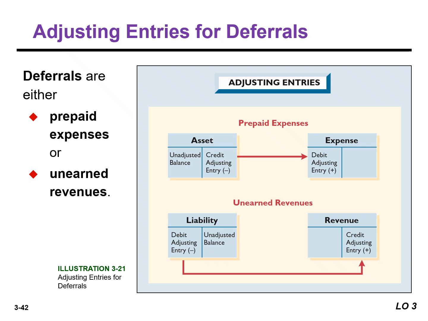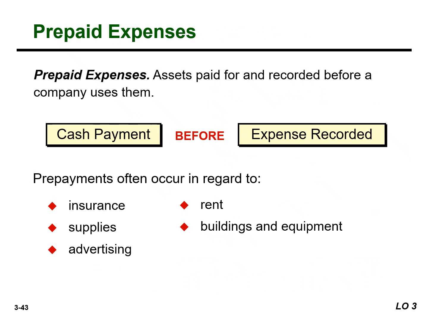So if we used up a prepaid, it moves to the expense account. If we earned a revenue, it moves to the revenue account. It's basically cash paid before the expense happened. And prepaids occur in a bunch of areas. A lot of them we never really have to adjust because we pay rent at the beginning of the month, and at the end of the month, it's all used up. But insurance, supplies, advertising, things like that, we have to.